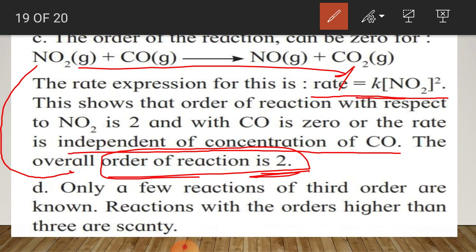Last point, only a few reactions of third order are known. We have studied first order, we have studied second order, integral and fraction. For third order, only a few reactions are there. Reactions with an order higher than 3 are scanty. Scanty means small, very rare. So here we have completed the order of the reaction.